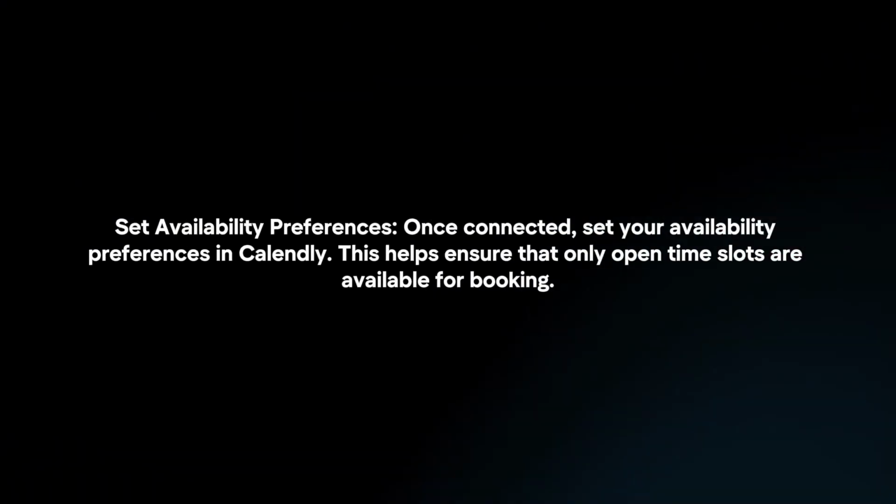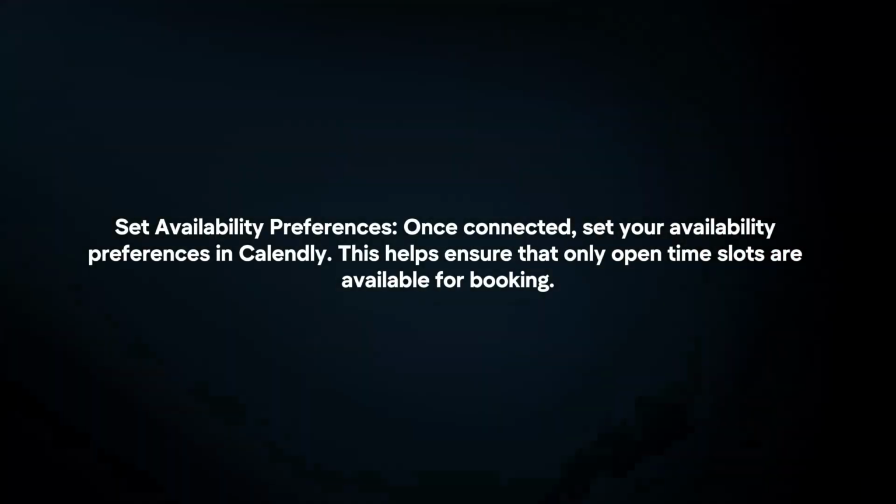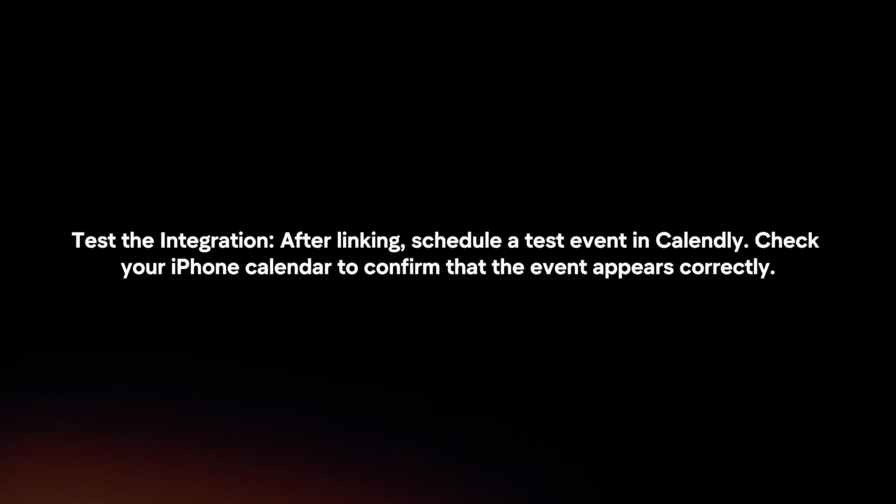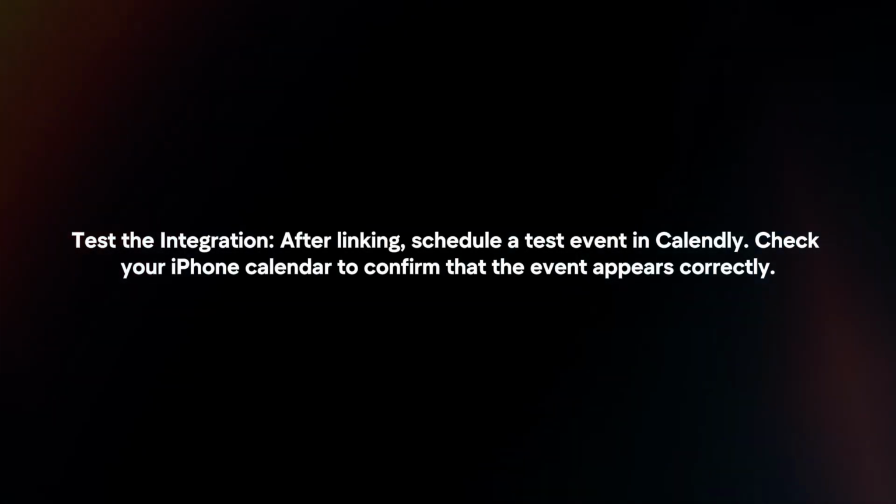Set availability preferences. Once connected, set your availability preferences in Calendly. This helps ensure that only open time slots are available for booking. Test the integration. After linking, schedule a test event in Calendly. Check your iPhone calendar to confirm that the event appears correctly.